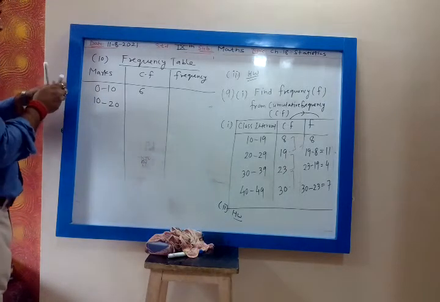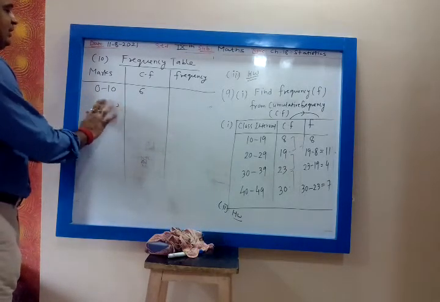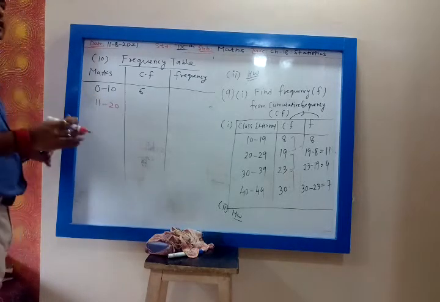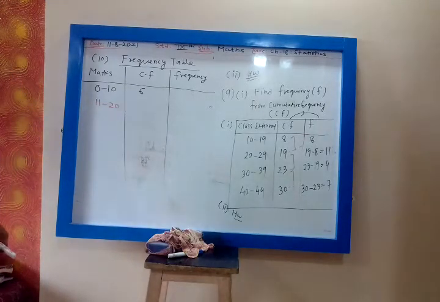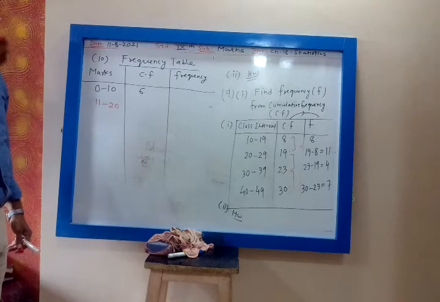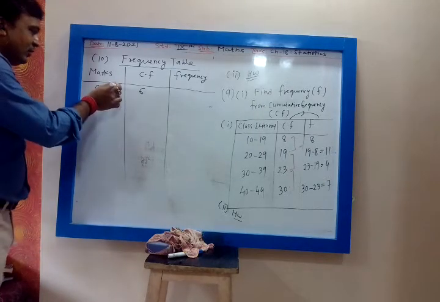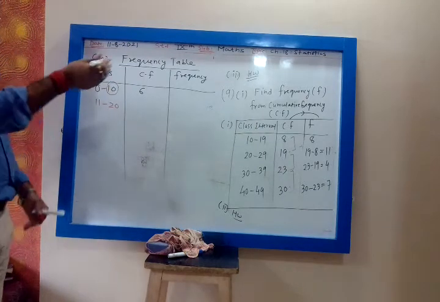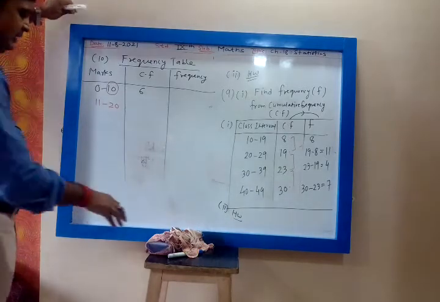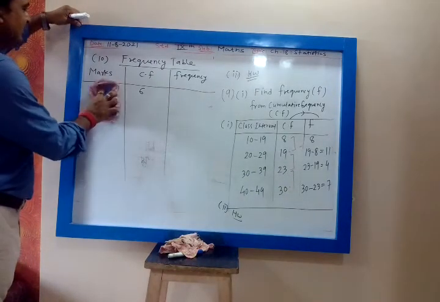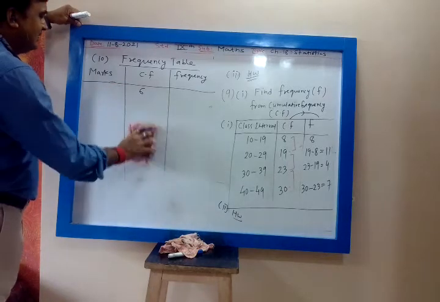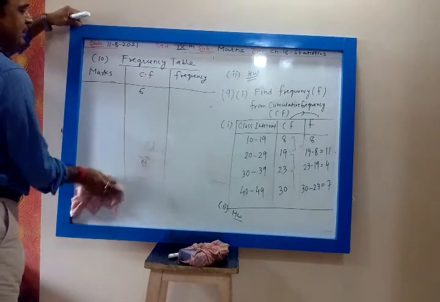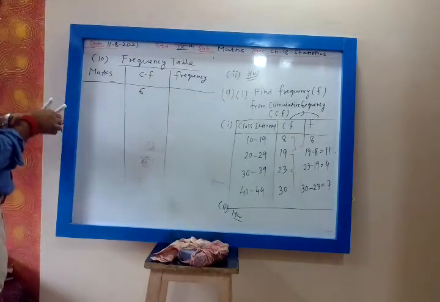Just now somebody told me that, sir, you take 11 to 20. Okay, if I take 11 to 20, can you tell me where the marks 10 will go? Tell me, where will you consider marks 10? I cannot consider 10 in the upper limit, and there is no lower limit with 10. So 10 marks will not appear anywhere. Are you getting? Yes or no? Somebody said 11 to 20. If you consider 11 to 20, then where will 10 marks go? Because less than 10 means 0 to 10.